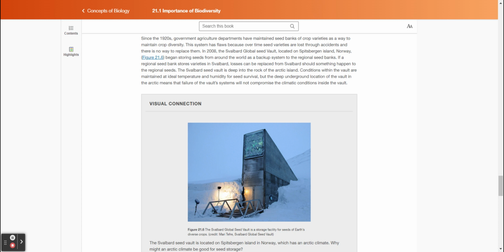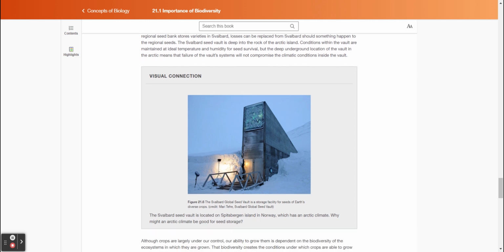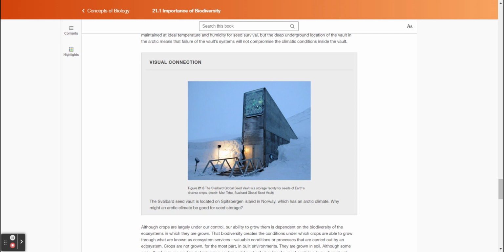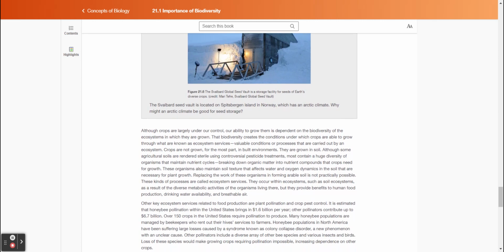Conditions within the vault are maintained at ideal temperature and humidity for seed survival, but the deep underground location of the vault in the Arctic means that failure of the vault's systems will not compromise the climatic conditions inside the vault. Figure 21.6, the Svalbard Global Seed Vault is a storage facility for seeds of Earth's diverse crops.